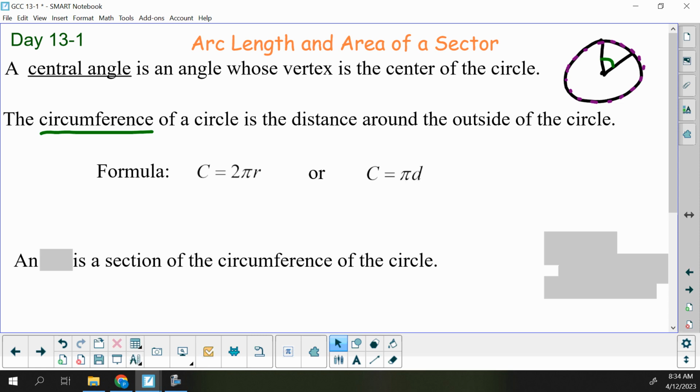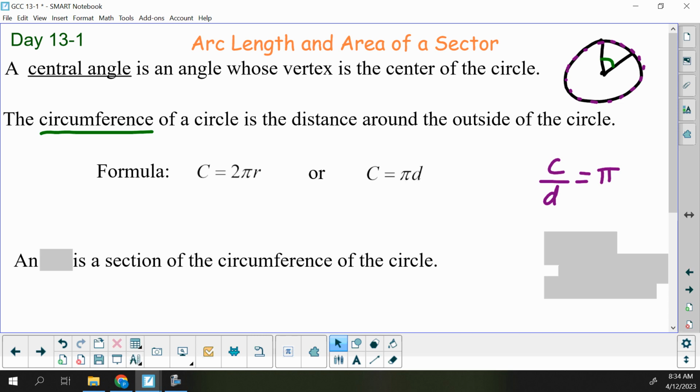Now just an aside for a second of what pi really is. In that second formula, notice if you wanted to get pi by itself, you would just divide both sides by d. So circumference divided by diameter is pi. And that's what pi is. If you took any perfect circle, measured the circumference, and then measured the diameter, it would always come out to be pi. And that's where pi comes from.